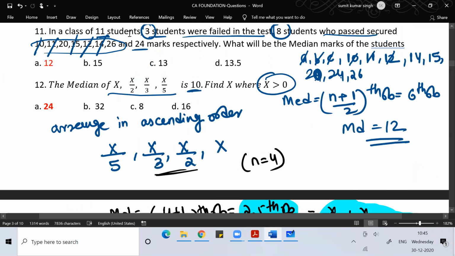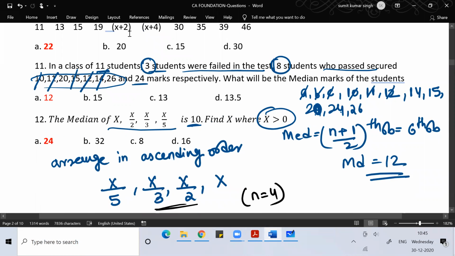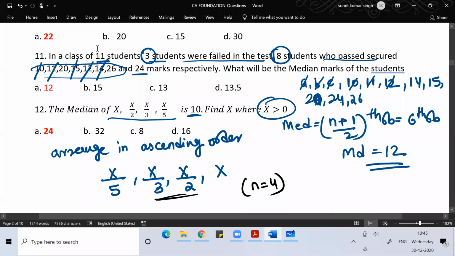Clear everyone? Anyone have any doubt? Any question, anyone?